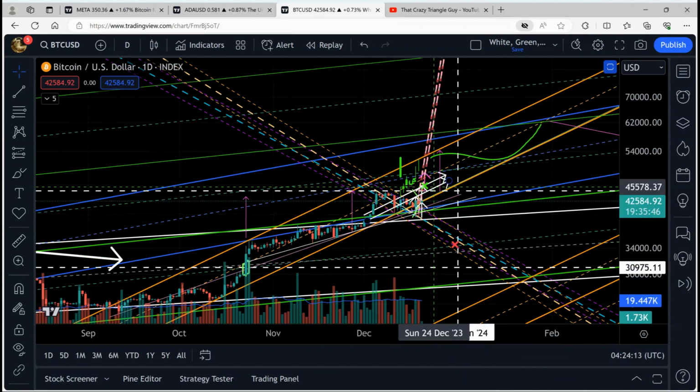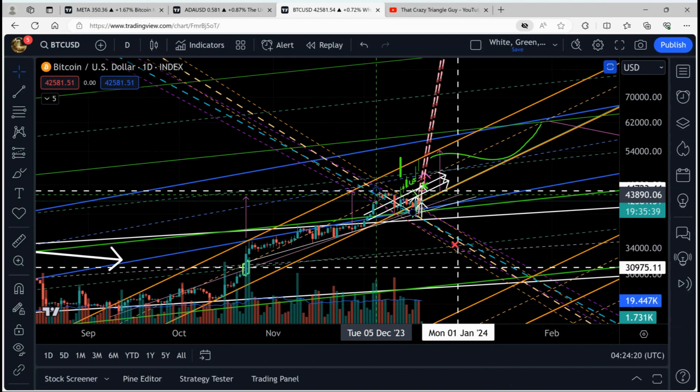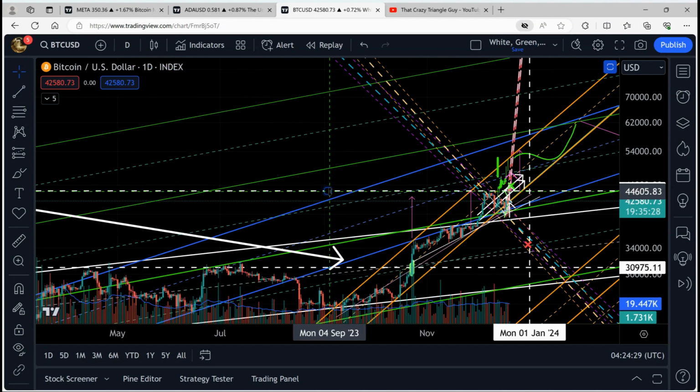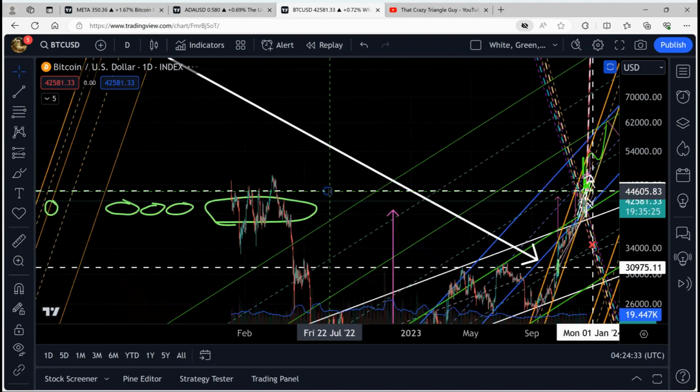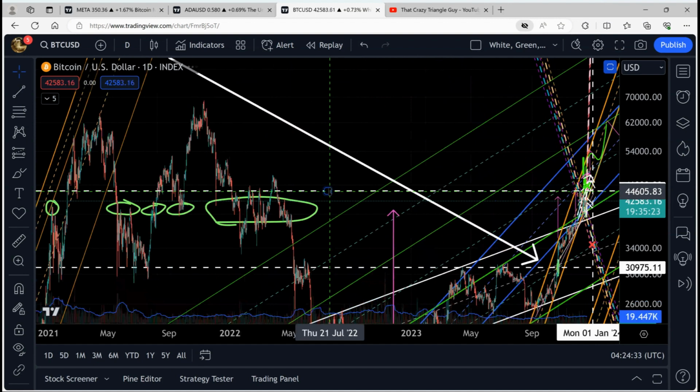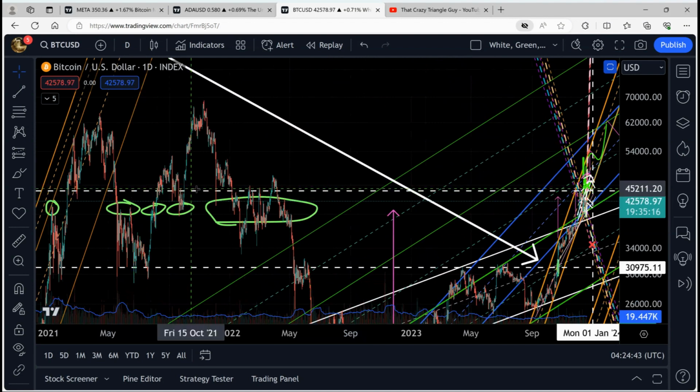But also what we are doing is kind of forming an ascending triangle formation because we have two contact points with this white dashed horizontal line at about 44,600. And if you scroll way, way back in time, we're on the daily. Now, it also coincides with a lot of points here in this range.